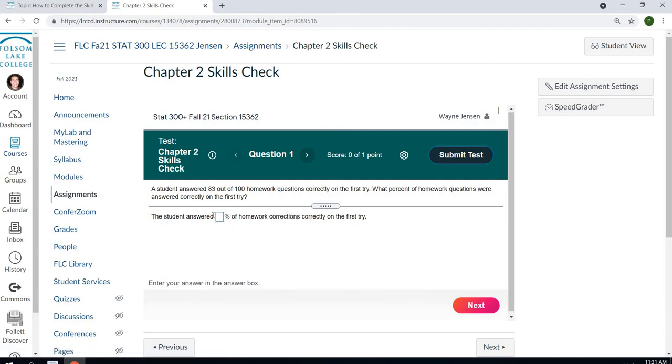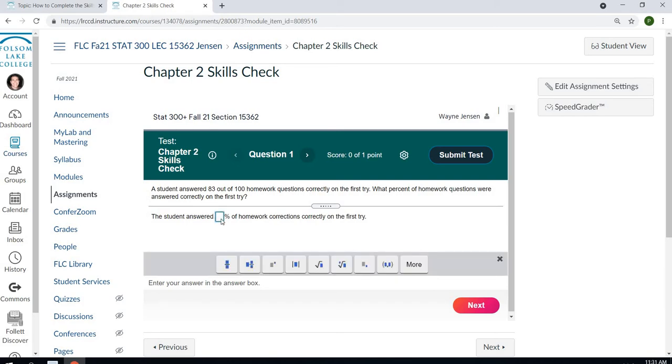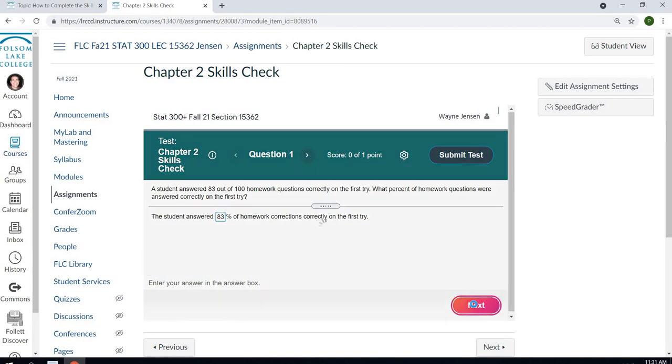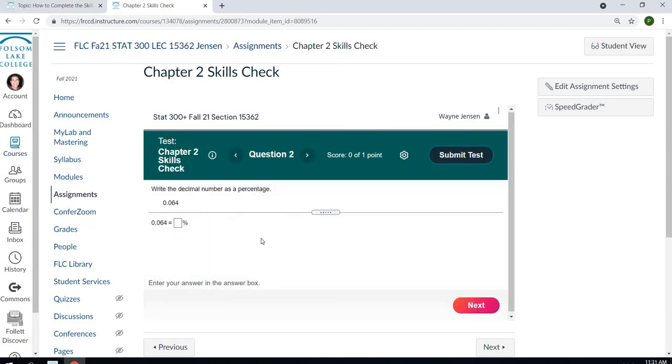A student answered 83 out of 100 questions correct on the first try. What percent of the homework questions were answered correctly? Maybe you already know that this is 83%, and you're like, that's a crazy question. Well, great. Answer that crazy question and go forward.